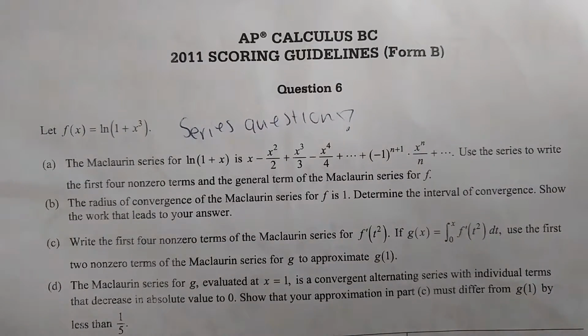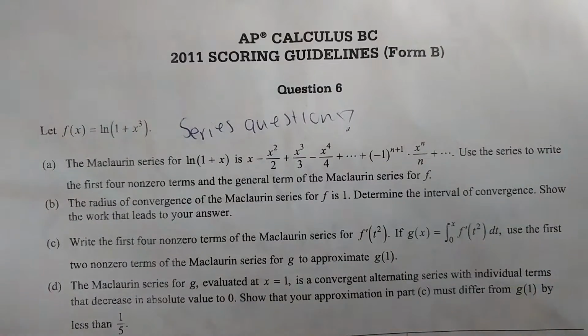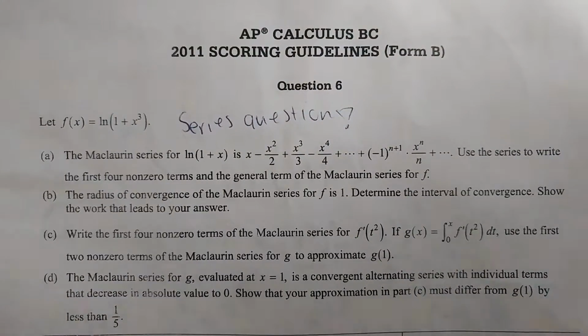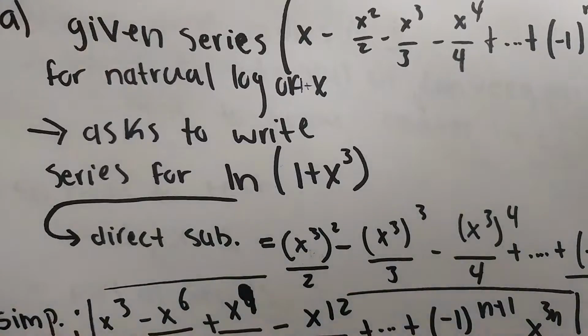I'll be going over the 2011 FRQ question number 6 from the 2011 AB Calc Form B exam. It's basically a series question. All we need to know is this series right here that we're going to be using for parts A, B, C, and D. So with that being said, let's start with part A.